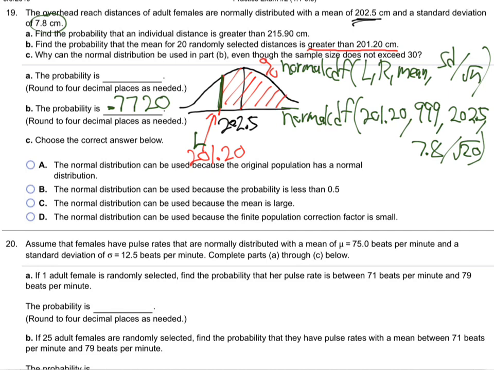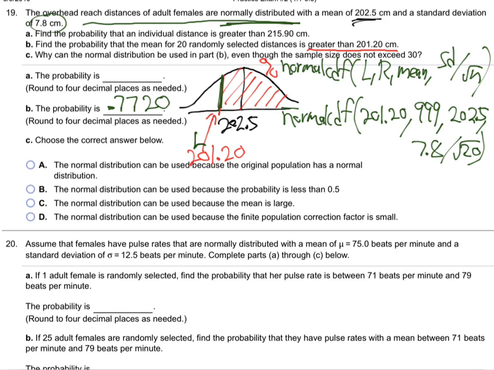It's normal because the original population is normal. Oh, why is it normal? Yeah, the original population is normal, right? The overhead reach distances are normally distributed. Remember there's limits on whether you can assume something is normally distributed. There's two ways. I don't know if you remember that. If the original individual heights or reaches or whatever are bell-shaped, then you can do any groups you want. They'll all be bell-shaped too.